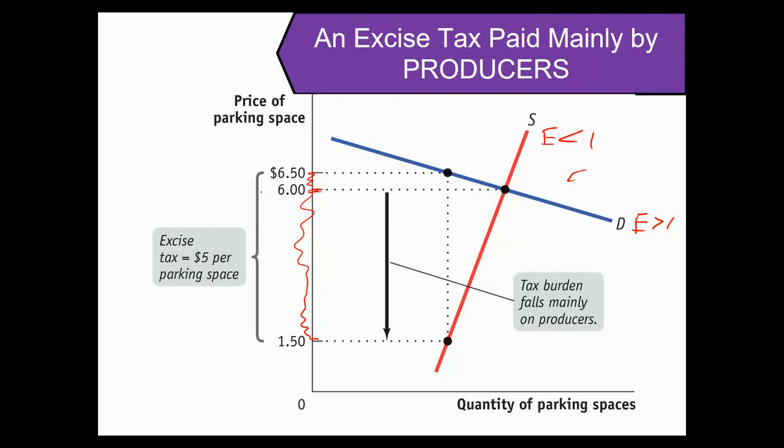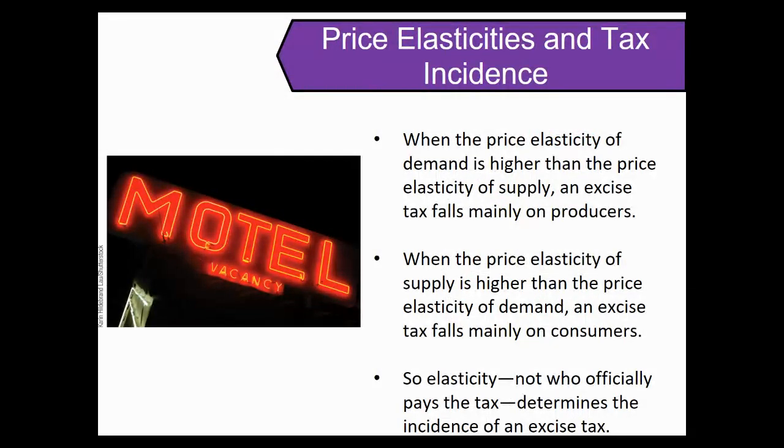So once again, we can look at this example. Equilibrium is at $6. The consumer is only burdening 50 cents per unit, where the producer is burdening $4.50. They're burdening $4.50 of that tax. So once again, we look at this idea of taxes and we look at who is burdening the majority of this tax.